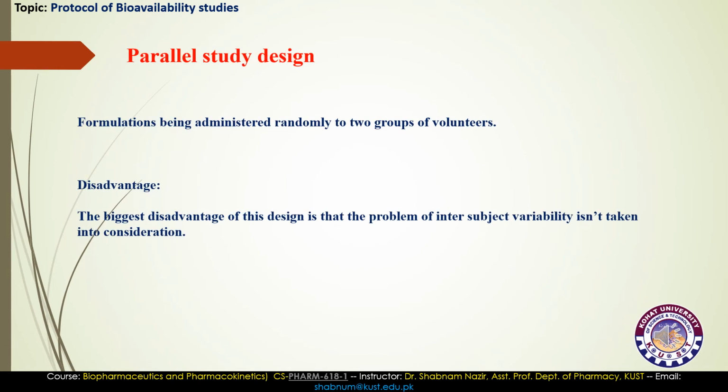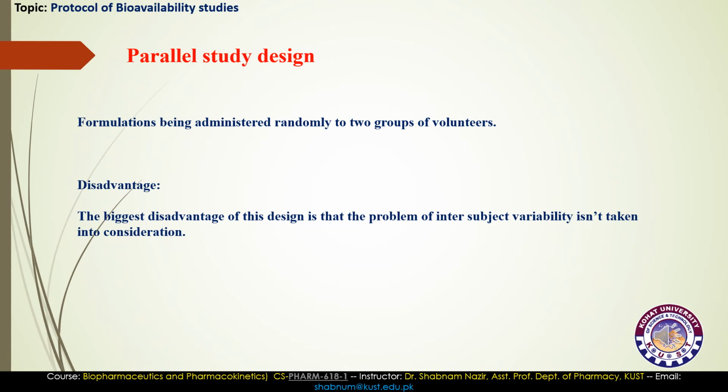What happens in case of parallel study design is that a group of volunteers or patients is randomly divided into two groups. Now, the formulations in question are two in number, and the formulations are administered randomly to those two groups of volunteers. The biggest disadvantage associated with this kind of study is that, though it takes less time, inter-subject variability is not considered at all.